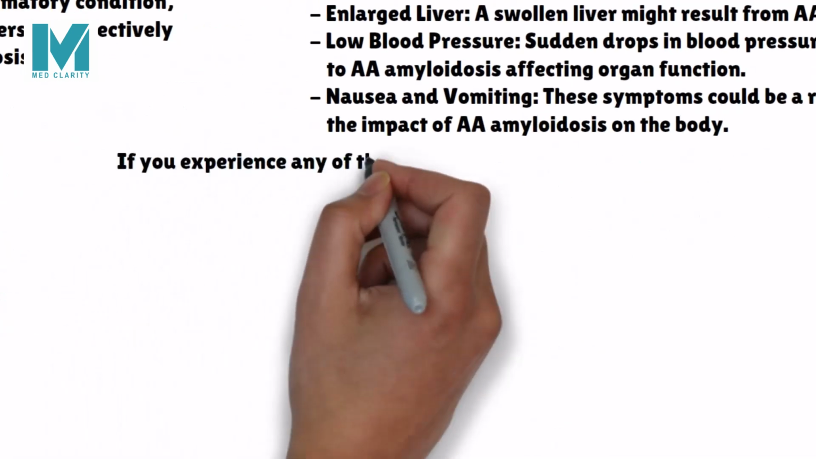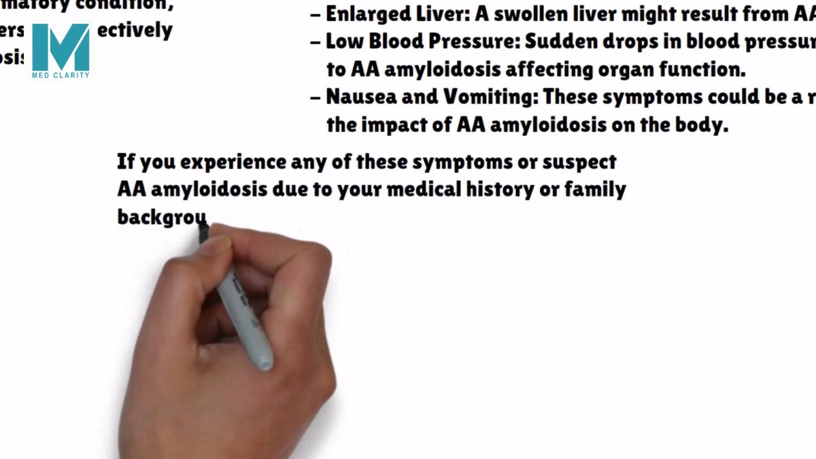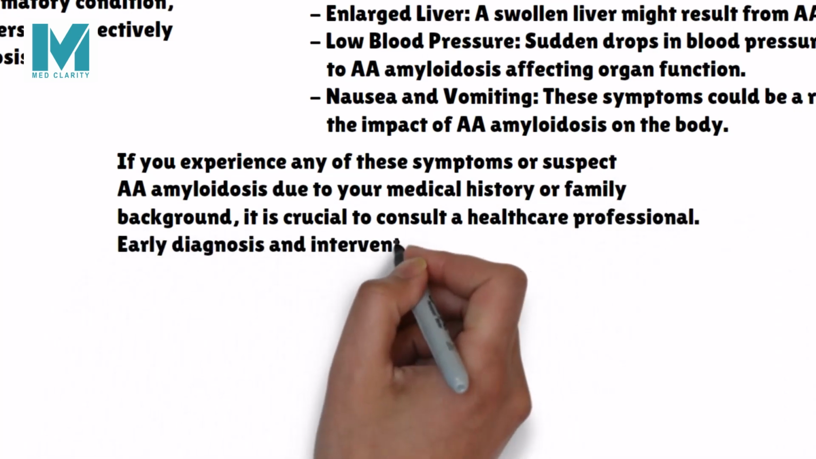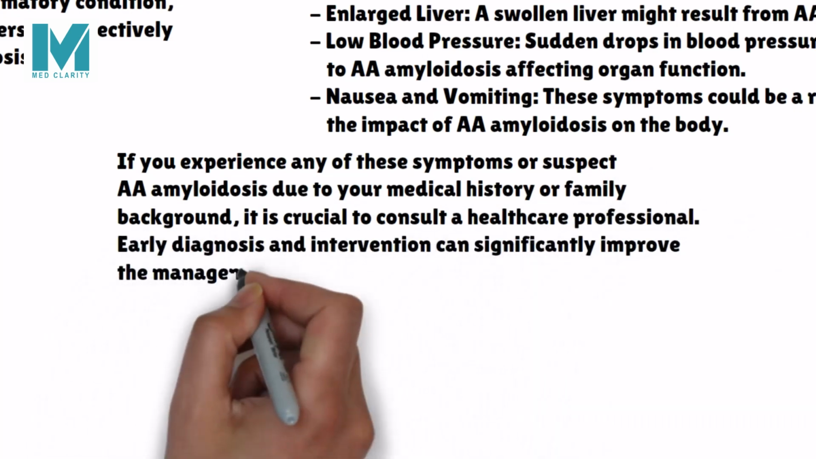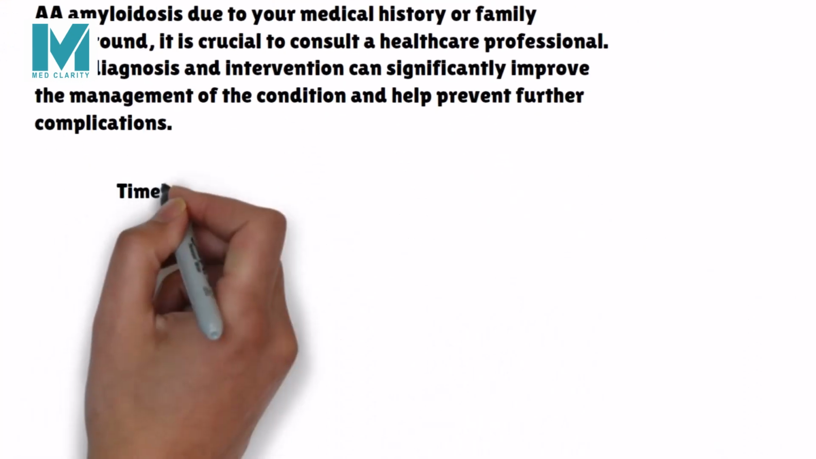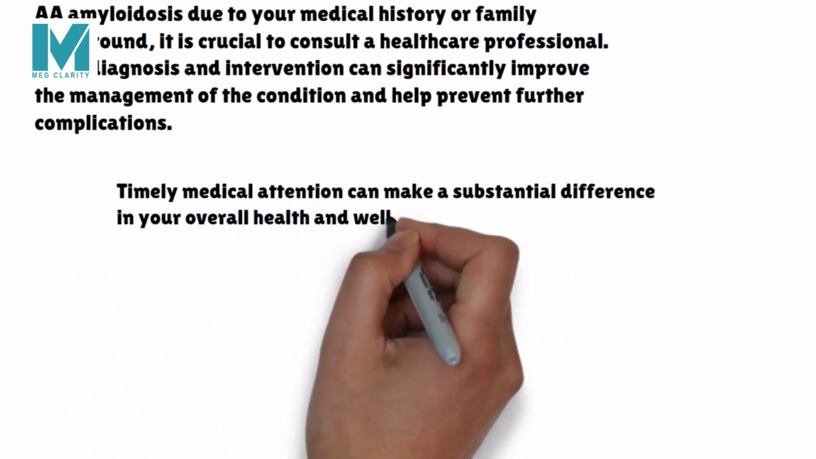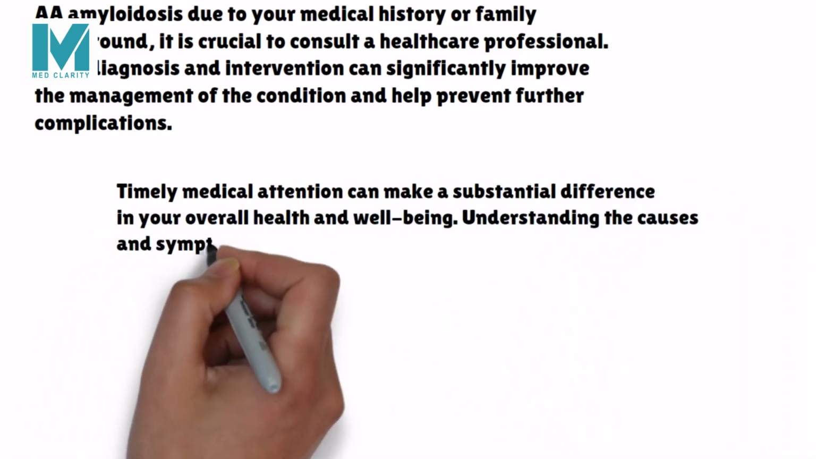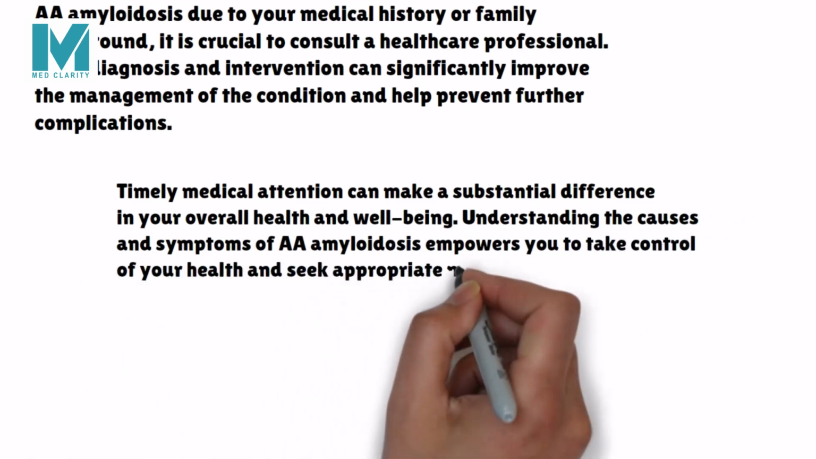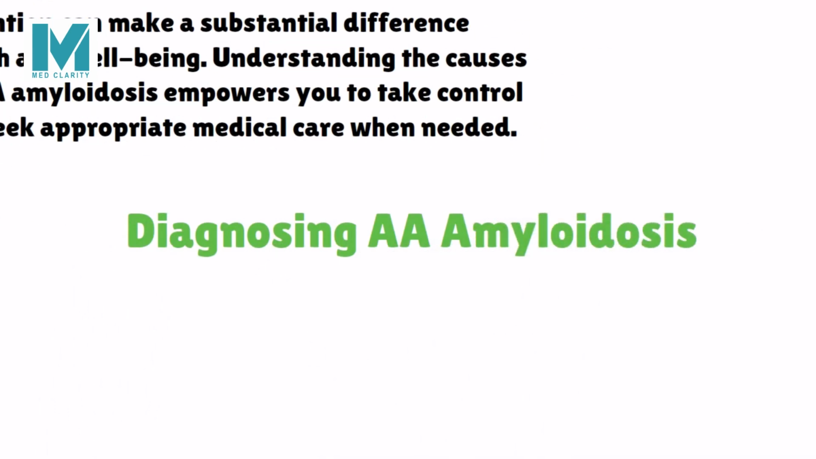If you experience any of these symptoms or suspect AA amyloidosis due to your medical history or family background, it is crucial to consult a healthcare professional. Early diagnosis and intervention can significantly improve the management of the condition and help prevent further complications. Timely medical attention can make a substantial difference in your overall health and well-being. Understanding the causes and symptoms of AA amyloidosis empowers you to take control of your health and seek appropriate medical care when needed.